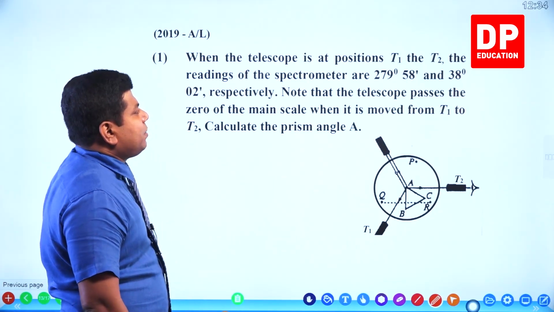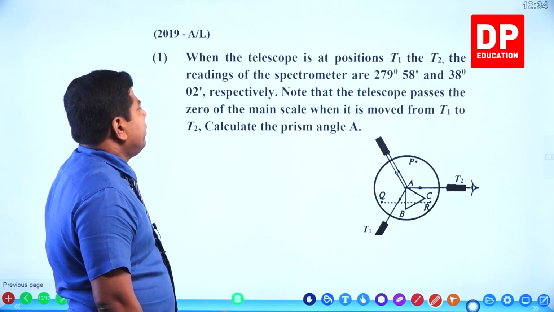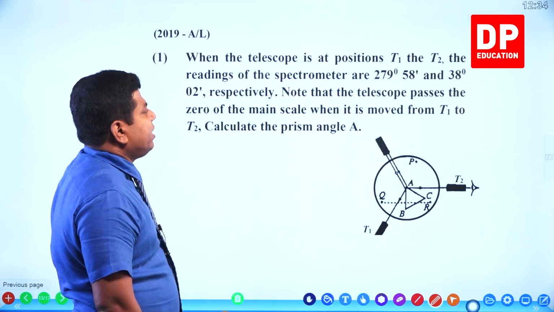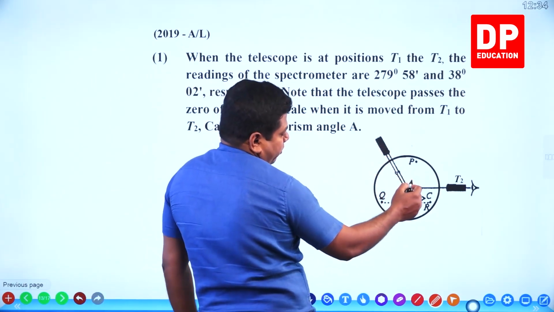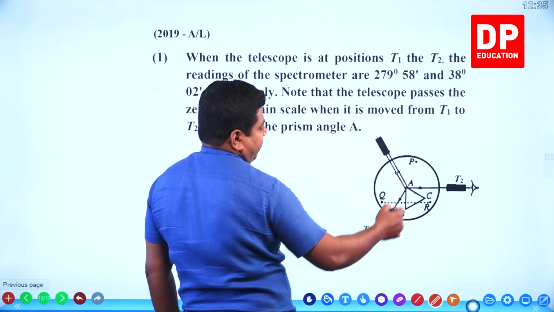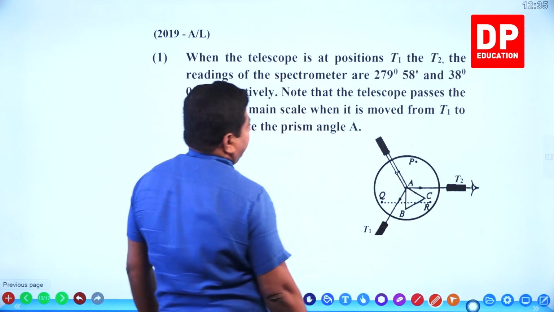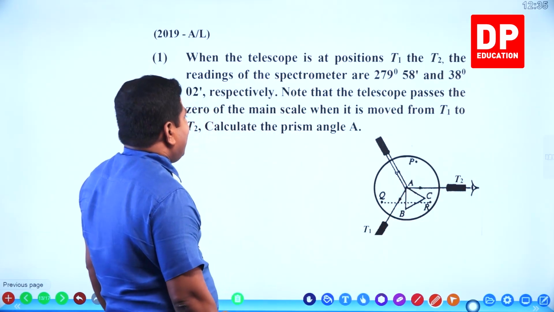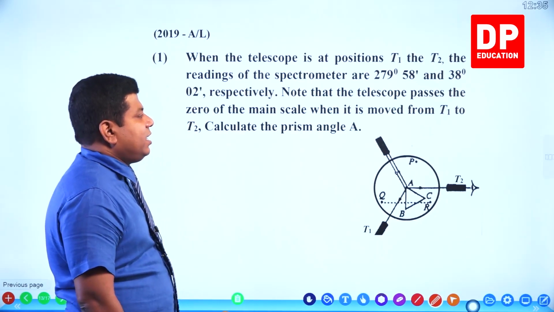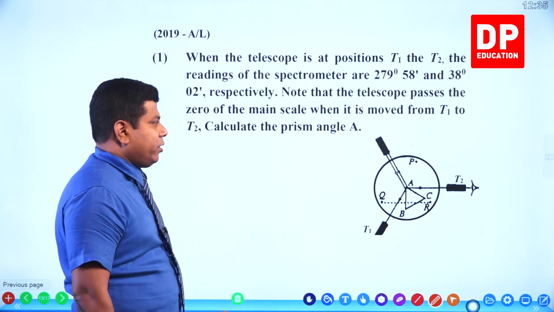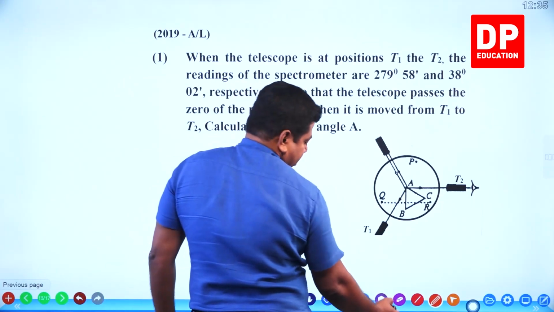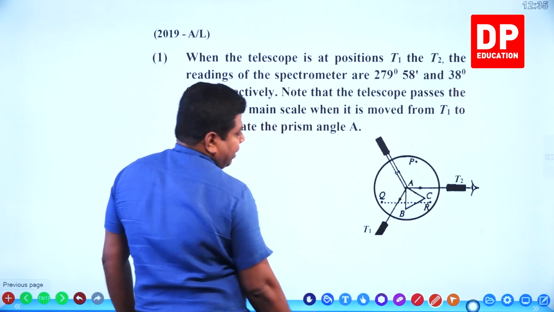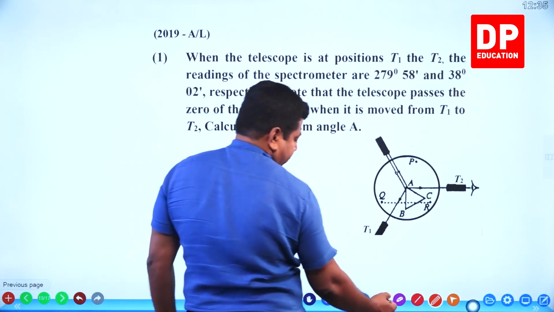When the telescope is at positions T1 and T2, the readings of the spectrometer are 279° 58' and 38° 2'. T1 means when the spectrometer reads this reflection, and T2 is the other side reflection. Note that the telescope passes the 0 of the main scale when it is moved from T1 to T2. Calculate the prism angle A. Those who studied the spectrometer would know that. Others, just concentrate.